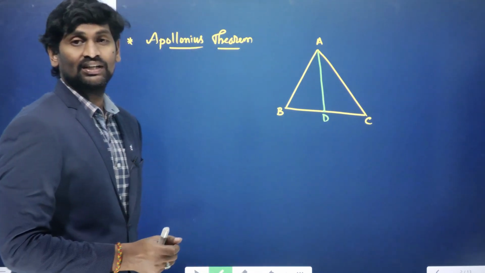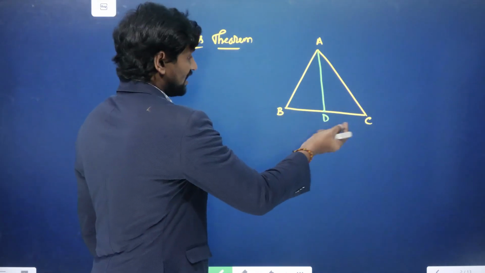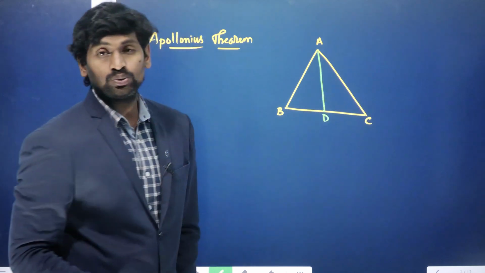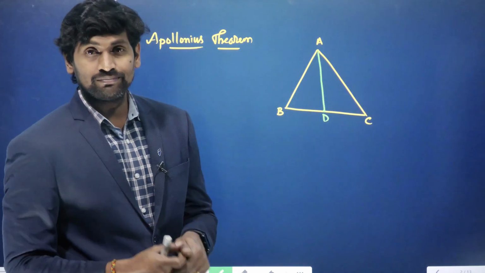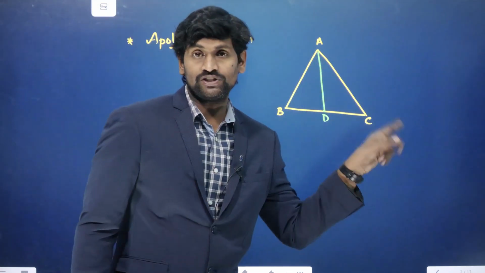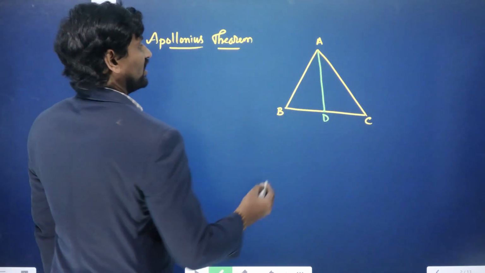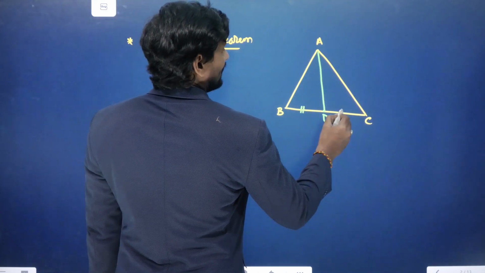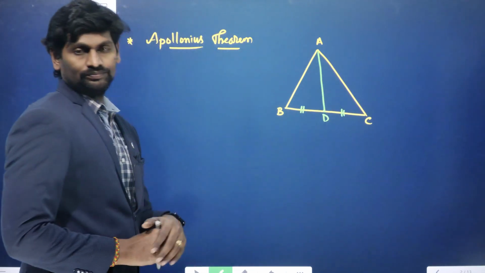Median means what? That divides the opposite side into two equal parts. So median is nothing but the line segment which is drawn from a vertex to the opposite midpoint. That means here BD length and DC length are equal.